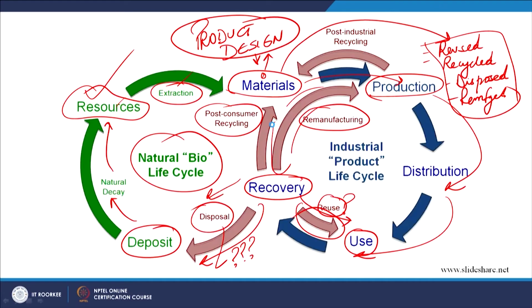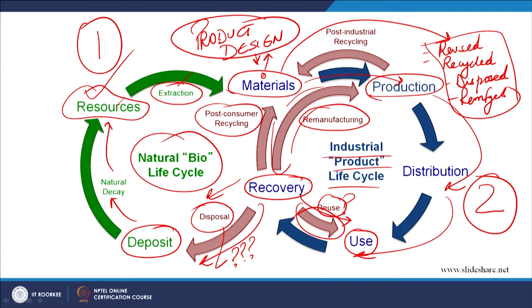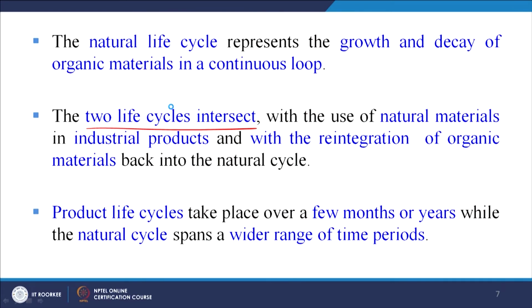I can go back and show you. This is the first life cycle, which is the natural bio life cycle, and this is the product based life cycle or the industrial product life cycle. So we have a natural bio life cycle and an industrial product life cycle. Both of them interact. Here these two interact. The two life cycles interact or intersect with the use of natural materials in industrial products and with the reintegration of organic materials back into the natural cycle. This is a very important phrase here: organic materials back into the natural cycle.